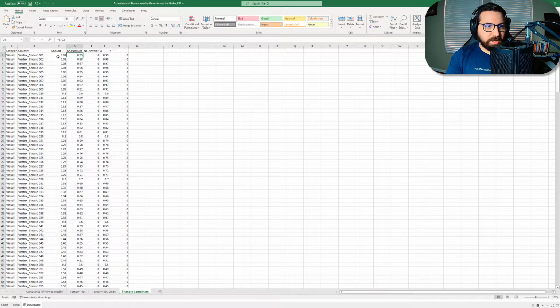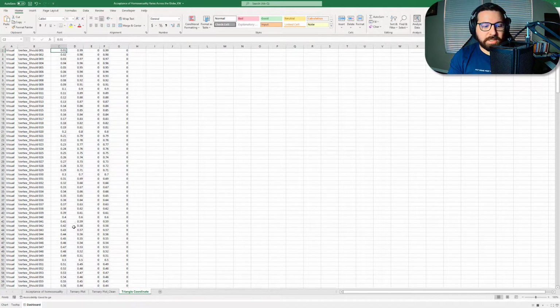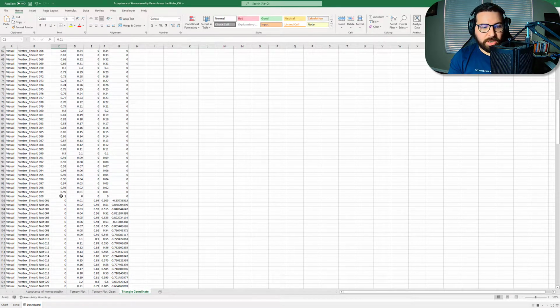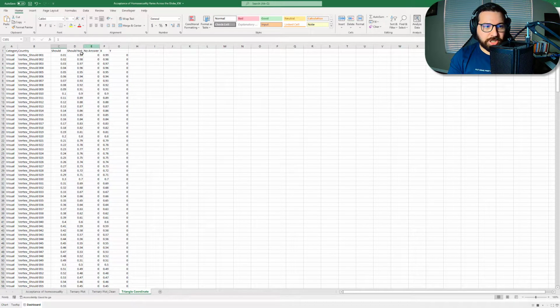And so if we look here, we can see that there's a column for each of our metrics and then an X and Y point. And so in this first column, should goes from 1% to I believe 100%. Should not goes the opposite. It goes from 99% down to 0. And then no answer just remains constant at 0.